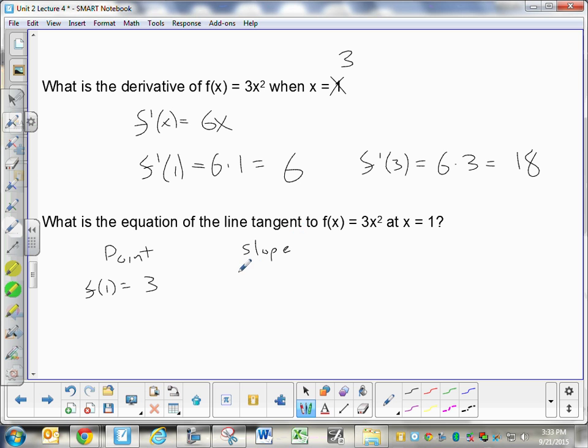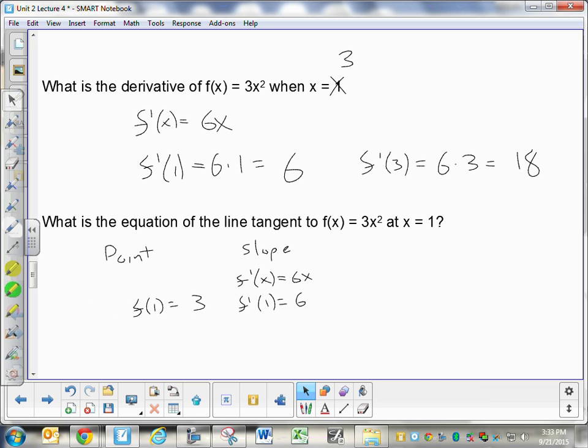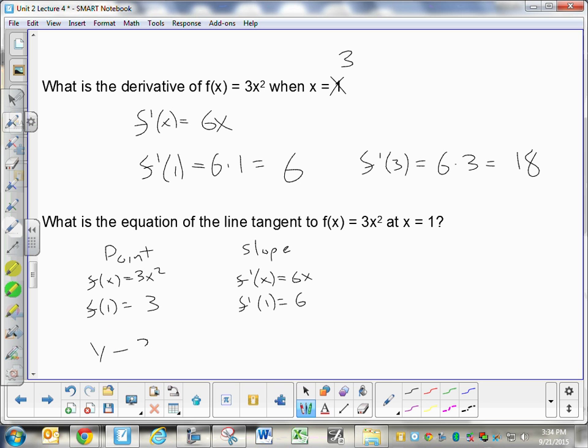The slope will be given by the friend, f prime, when 1 is plugged in. And I guess I should probably do that, this one. And I can combine that stuff, and I have my equation of my tangent line. One. Sorry about that.